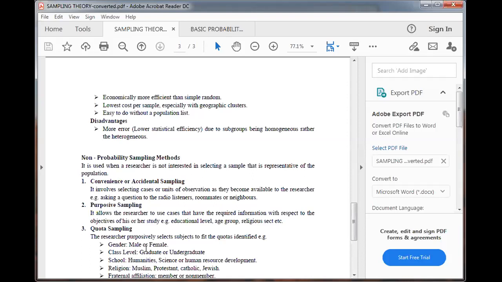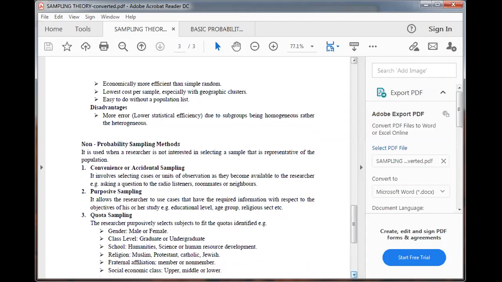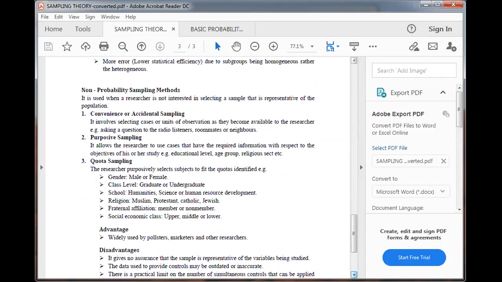Even in employment, you have heard these advertisements: maybe female and people with disabilities are highly encouraged. That is actually employing the quota system in that particular initiative. So that is what we mean by the quota sampling also, whereby a certain proportion must come from a certain set. And therefore, you are not leaving everything to chance. There is some dictation and or there is some biasness that is being employed.